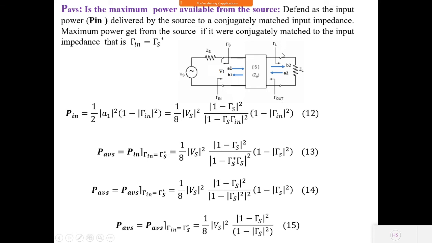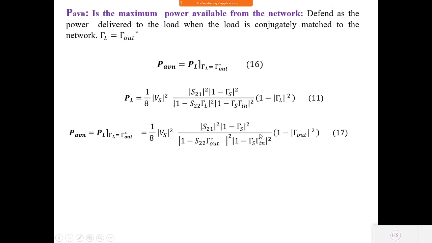Γout equal to the complex conjugate of this. Then what is the power delivered to here? That is the maximum power delivered. What is that? That is equal to this, you see here. It is equal to PL. PAVN equal to PL, but under matched condition. ΓL must be equal to the complex conjugate of Γout. Under that condition, what is the power delivered to the load? That is PAVN.